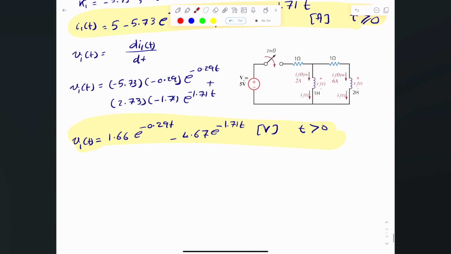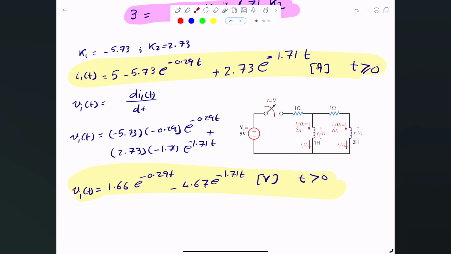I did a sanity check very quickly. We know the initial current here is 2. If t is 0, that means this e is 1, this e is 1. If you calculate it, 5 minus 5.73 is negative 0.73, plus 2.73 is 2. So the initial current is good. And the final current, this will be 0, this will be 0, which should be 5. If you think about it, in the final state the inductor is simply a wire, and everything here is basically shorted out. I have a 1 ohm, which tells me the current flowing through it is 5 divided by 1, which is 5 amps. So that's good.